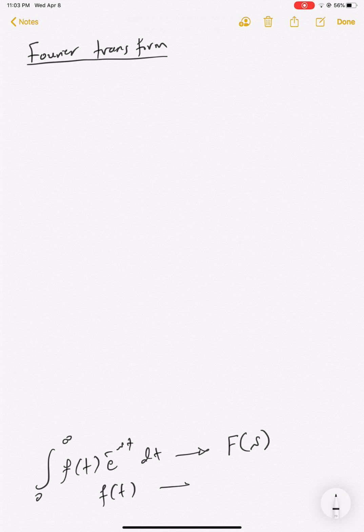Remember, for the Laplace transform, you started with a function f of t, you defined the integral from 0 to infinity, f of t e to the minus st dt. That gave you something called the Laplace transform. We usually denote it by big F of s. So you start with a function in terms of t, you convert it to a function of s. Usually the t represents the time, the s represents something else, maybe the frequency. So we say time space, frequency space.